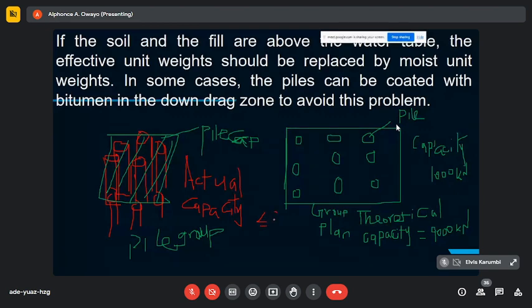So if, say, the actual capacity is less than 9,000, and let's say it is 7,000 kilonewtons. So the pile efficiency, pile group efficiency, is denoted by η group.